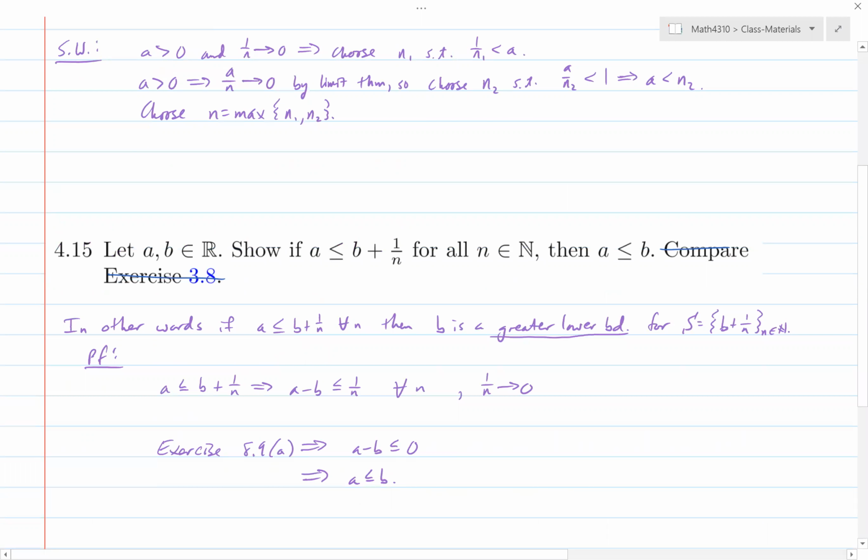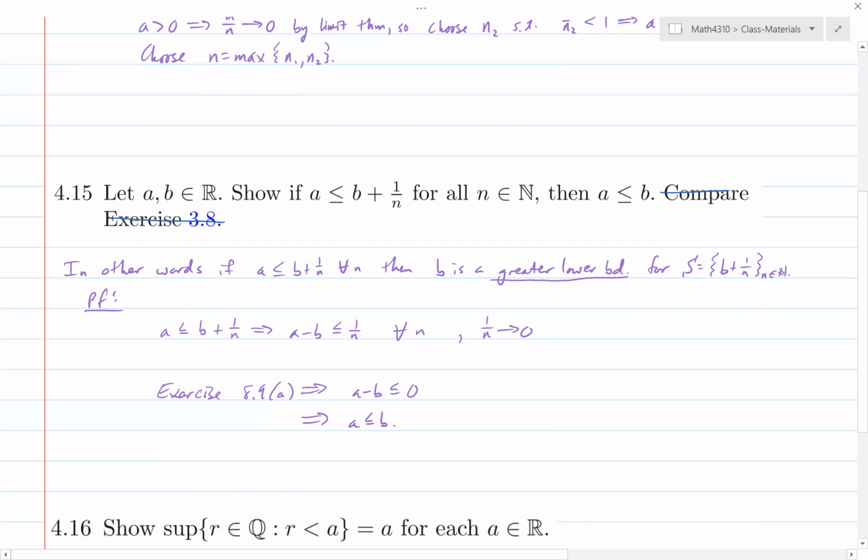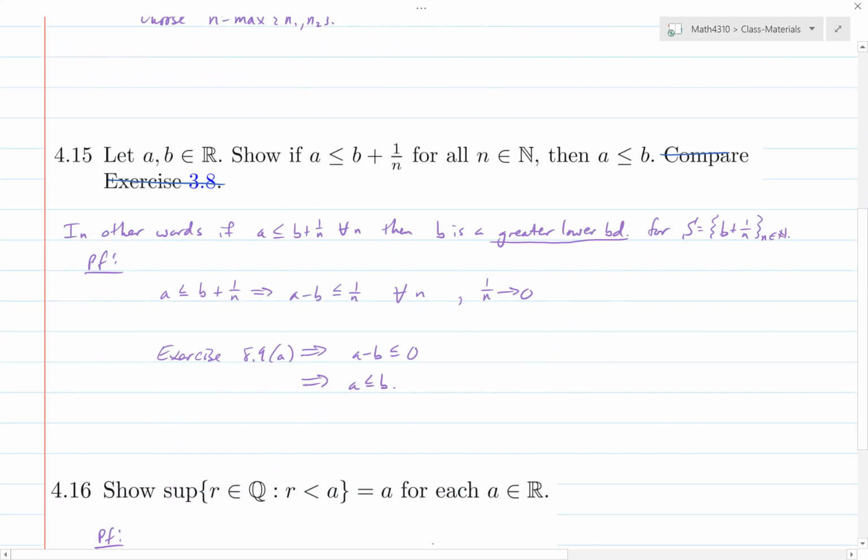In 415, you have 2 numbers a and b, and you're saying if a is less than or equal to b plus 1 over n for any natural number n that I pick, then a had to be less than or equal to b. What this is saying is that b is a lower bound for this set, and if a is any other bound for that set, b is the greatest lower bound.